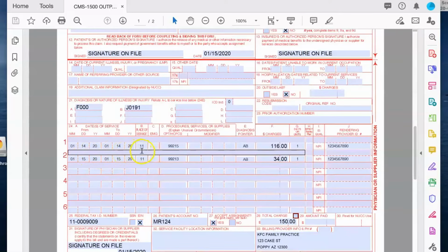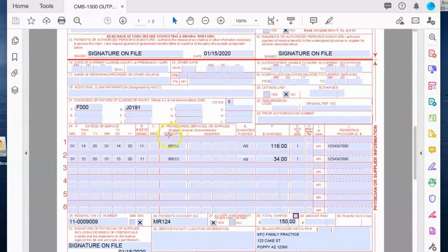24B, Place of Service. We've entered 11 for office. In your training materials, you'll find a place of service cheat sheet with all of the descriptions and codes. 24C, if there were an emergency indicator, you would enter that here. You can find those instructions in your NUCC manual.